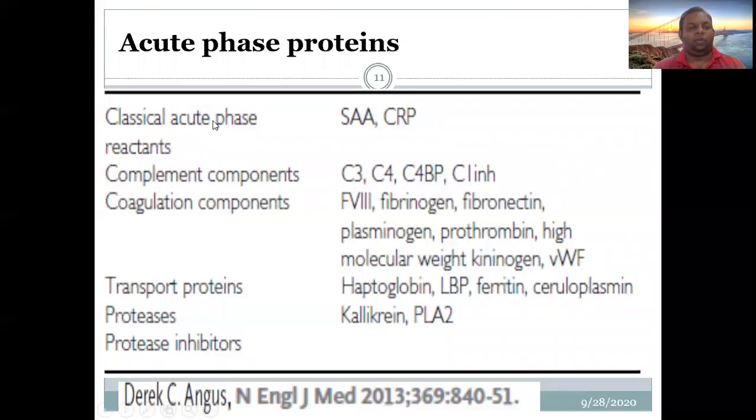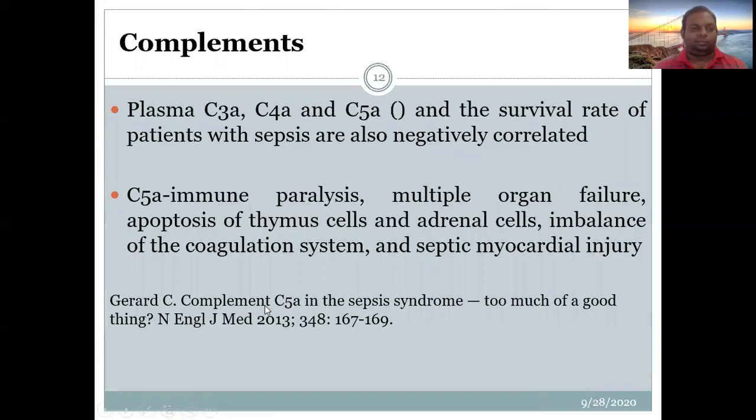So the classical acute phase protein is C-reactive protein. There are complement components C3, C4, coagulation proteins, fibrinogen, fibronectin, plasminogen, transport proteins like haptoglobin, ferritin, ceruloplasmin, proteases like kallikrein, and likewise protease inhibitors, there are a lot. Complement plasma anaphylatoxins C3a, C5a, and survival rate of patients is highly negatively correlated. In this case, there is a strong activation of complement also.